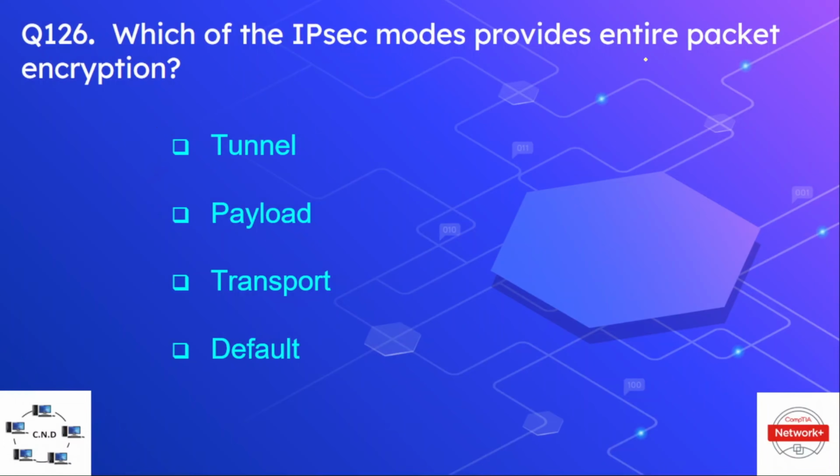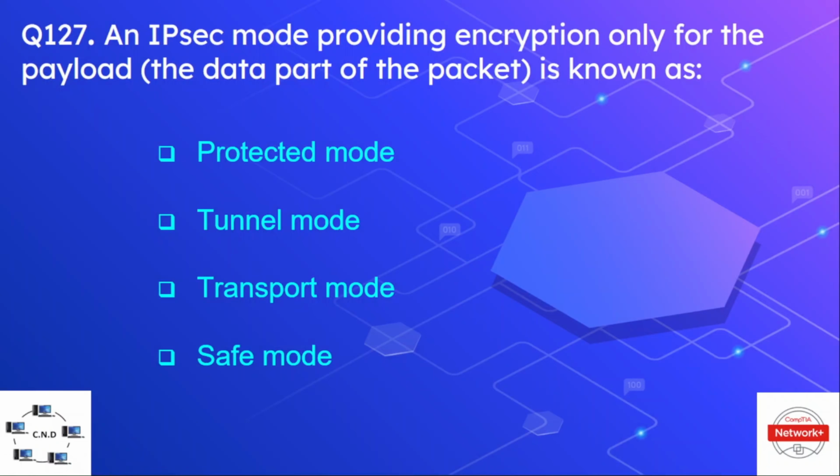Which of the IPsec modes provides entire packet encryption? And the options are tunnel, payload, transport, or default. And the correct answer is tunnel. So in the tunnel mode, the entire packet is encrypted, including the IP header. Question number 127 is that an IPsec mode providing encryption only for the payload, or the data part of the packet, is known as, the options are protected mode, tunnel mode, transport mode, or safe mode. And the correct option is transport mode.